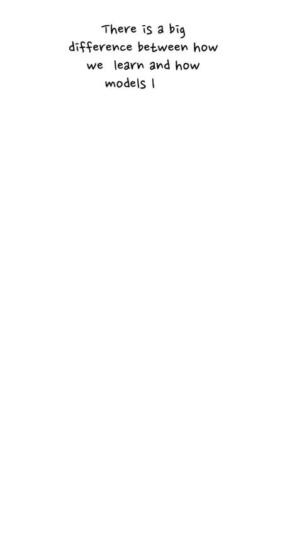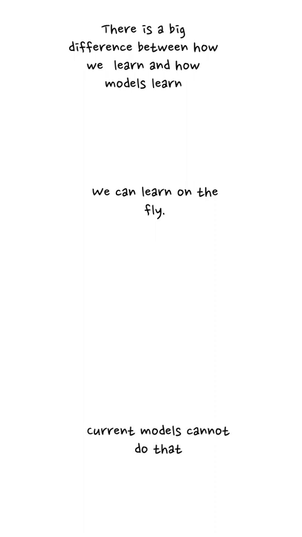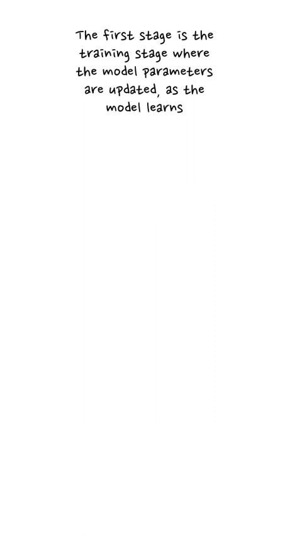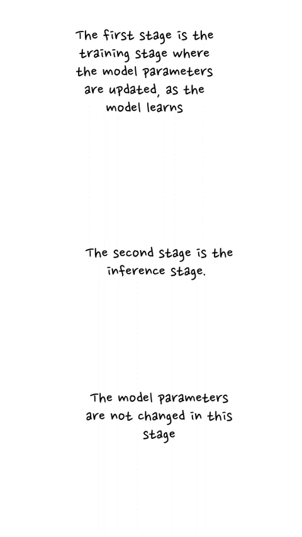There is a big difference between how we learn and how models learn. We can learn on the fly. That is, we can learn new things while doing a task. Current models cannot do that. They are two separate stages. The first stage is the training stage, where the model parameters are updated as it learns. This is typically a slow and compute-intensive process. It requires a large number of examples that are fed to the model in batches for the model to learn from. And the second stage is the inference stage, where the model parameters stay frozen, and the model makes predictions based on what it learned in the training stage.